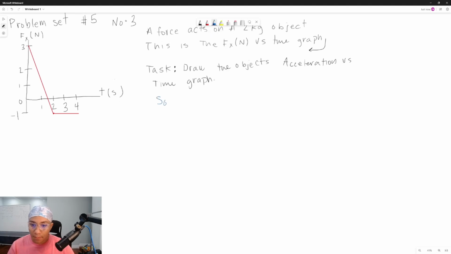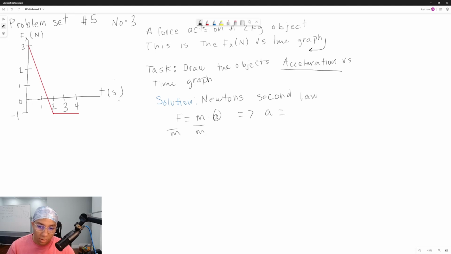All right. So we have our solution, right? What we're going to need to know for this problem is Newton's second law, since we are talking about force and acceleration and mass. Newton's second law states force is equal to mass times acceleration. The task is asking us to draw an acceleration graph. By doing some algebraic manipulation, acceleration is equal to force divided by mass.